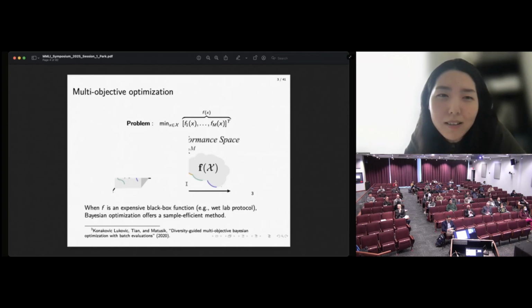Actually, is the slide showing fine, or do you see a blank square in the middle? I'll assume it's showing fine.